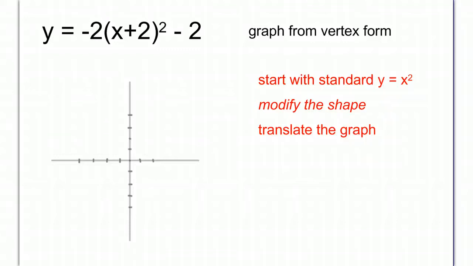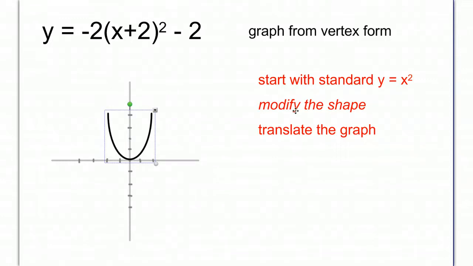We're going to try graphing from vertex form one more time. And whenever we graph from vertex form, we're always going to start out with the basic y equals x squared graph. And just to get a quick sketch of that here, I'm just going to throw this in. So something roughly like that. You always start with that basic y equals x squared.